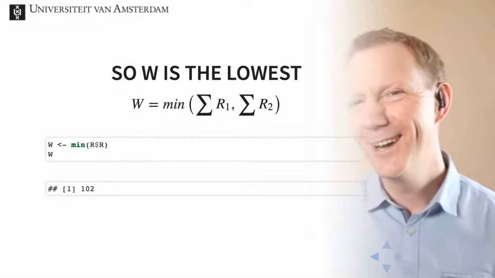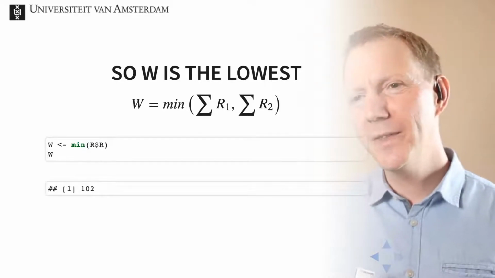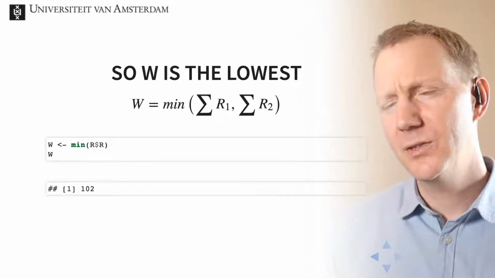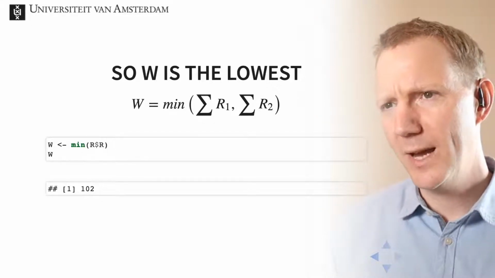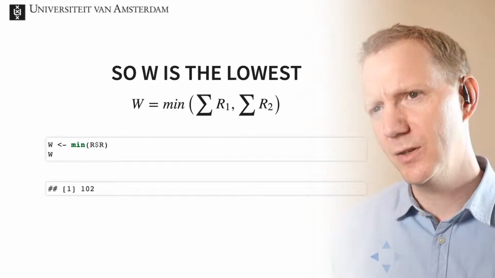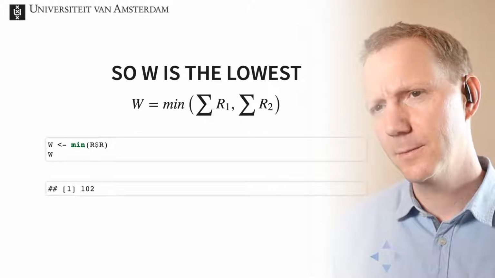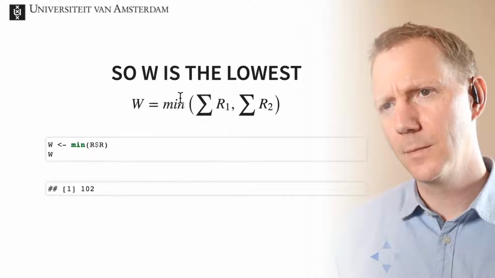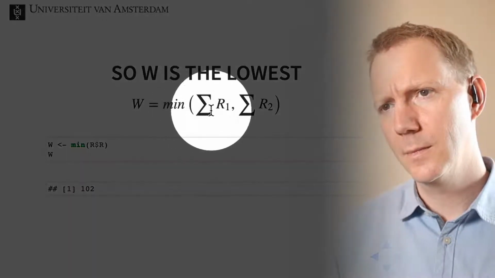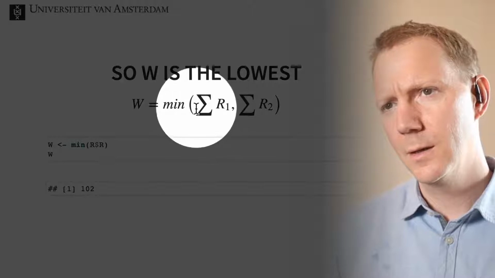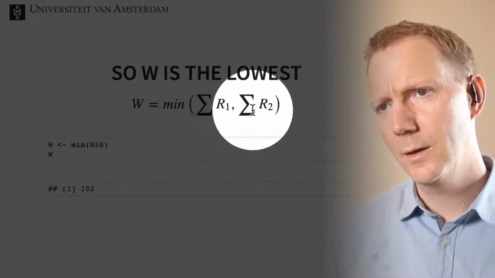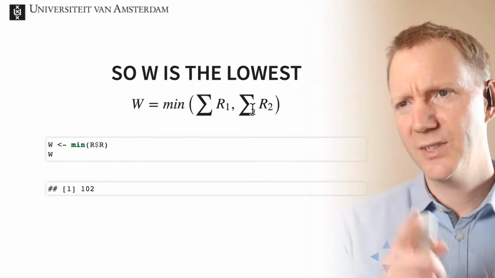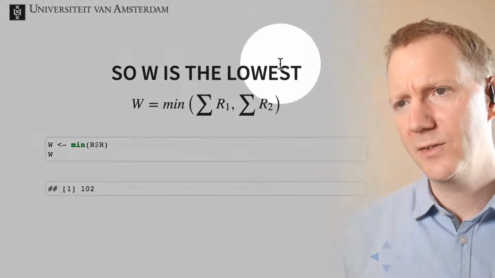Well, okay, so we have to determine what W actually is. If you look at this, do you have any idea what we actually want here? What is actually needed? What is this formula saying? Anyone? It sums up the lowest ranks. Oh no, it minimizes the sum of the ranks for both groups. Okay, so you're saying the sum of the ranks for both groups. I totally agree with you.